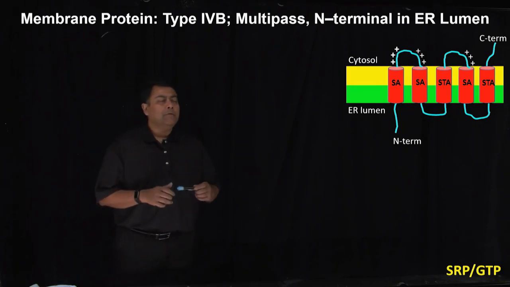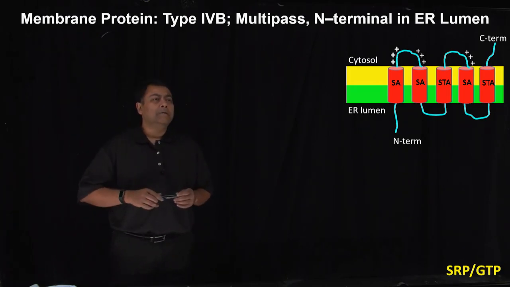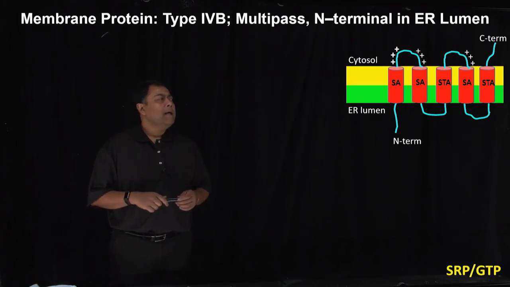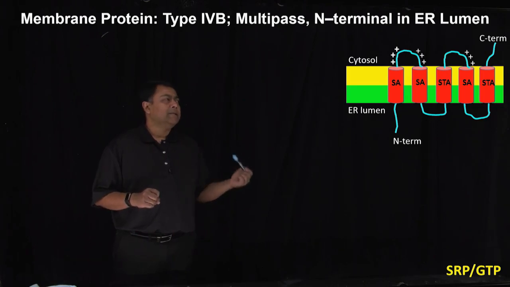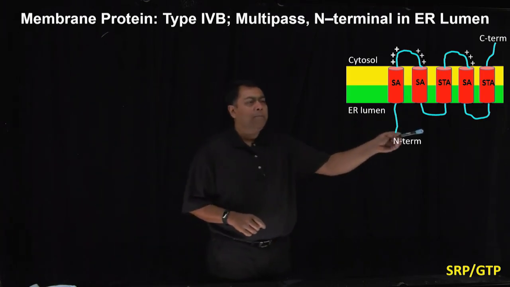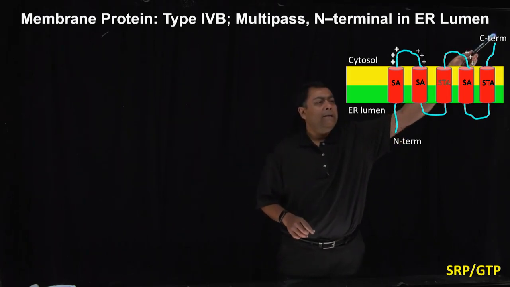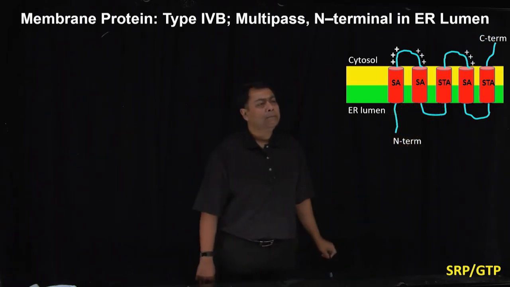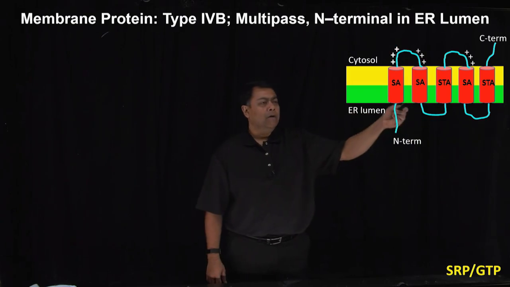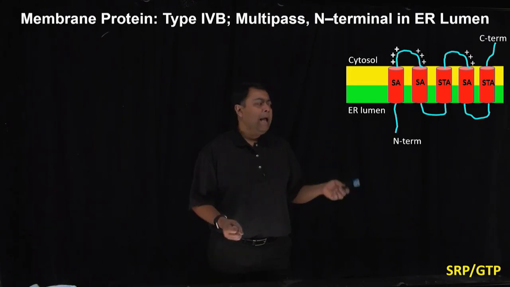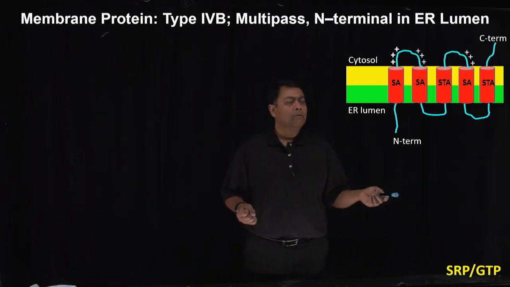So the next thing we are going to talk about is the type 4B membrane protein. This will be a multi-pass protein as well. And here, the N-terminal and the C-terminal are going to be on opposite ends. So here you can see that the N-terminal is in the ER lumen and the C-terminal is in the cytosol. And it could be in the reverse order as well. The N-terminal can be in the cytosol and the C-terminal can be in the ER lumen as well. And here also SRP-GTP is of course involved.